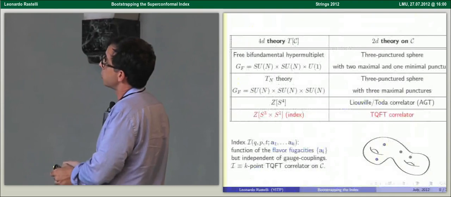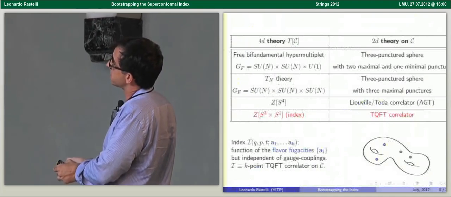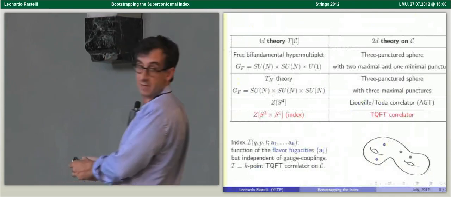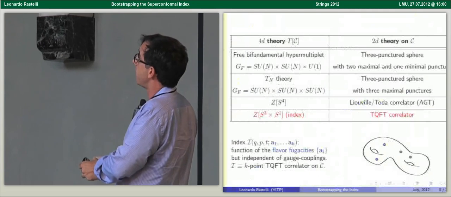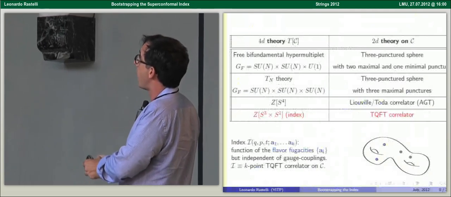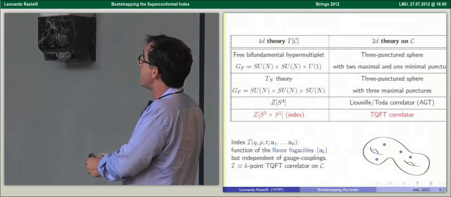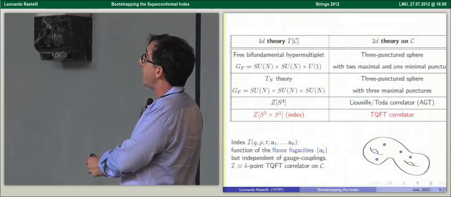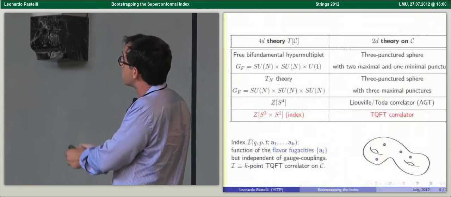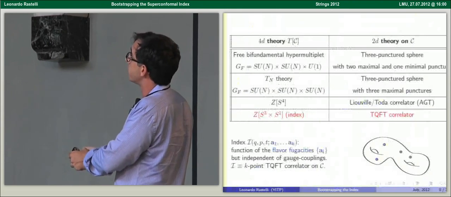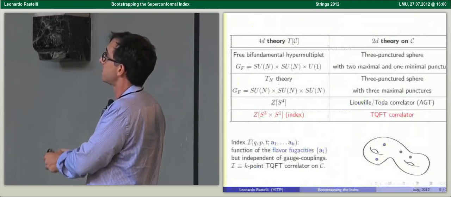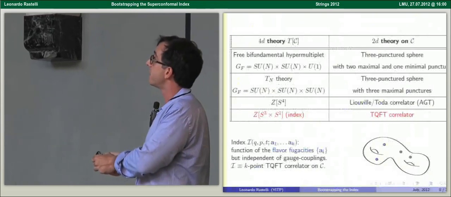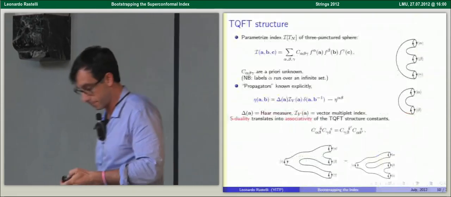the surface. So here you have the index. It depends on these three conformal fugacities, q, p, and t, but it also depends on the fugacities associated with the flavor symmetries. And so here in blue are the flavor punctures. You can imagine that a1, a2, up to ak are labeling the punctures. And so you want to think of this as a topological correlator that does not depend on the conformal moduli, because those are associated to gauge coupling. The index is independent of gauge couplings, but it does depend on the fugacities.